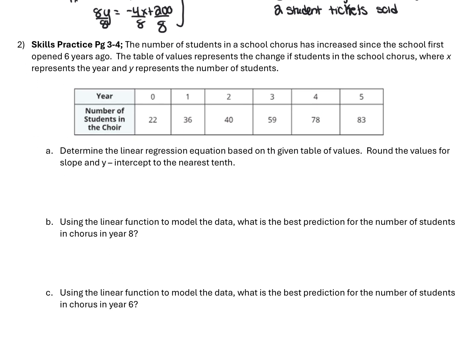In the next question, they want you to make a linear regression. The number of students in the school chorus has increased since the school first opened 6 years ago. The table of values represents the change in the number of students in the school chorus, where X represents the year and Y represents the number of students. In part A, it says determine the regression equation based on the given table of values. And there's an E missing right there, sorry. Round the values for slope and y-intercept to the nearest tenth.